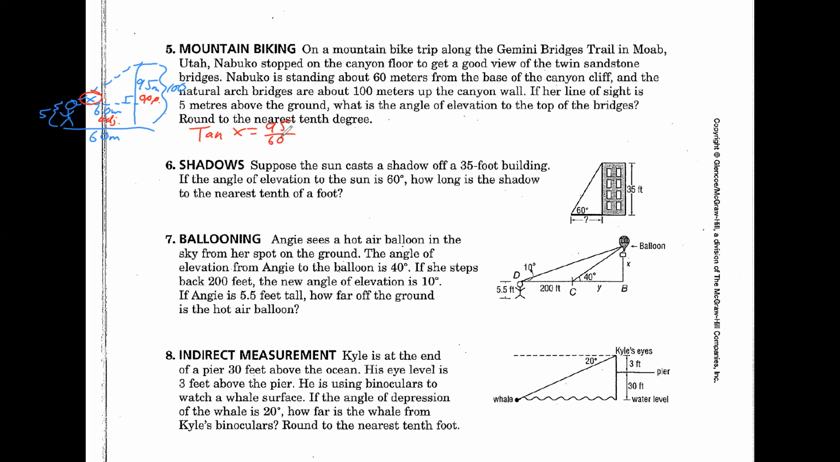We need to get rid of tangent. Well, how do you get rid of tangent when you're solving for an angle measure? That's where we do the inverse. So we can do the inverse tangent of 95 over 60. And when we do that, we should get an answer that is approximately 57.7. Again, that's in degrees because it is an angle measure.